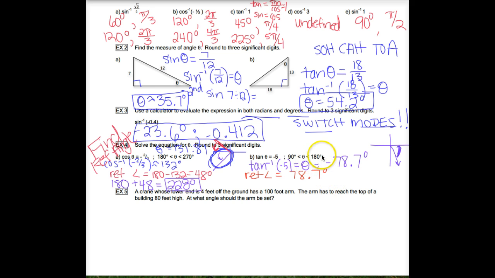Now, I look at my other clue that it needs to be between 90 and 180 degrees. So that tells me, my detective brain says, that means I'm in quadrant 2. So if I need a 78.7 degree reference angle in quadrant 2, that means it's 78.7 degrees less than 180. So in this case, I'm going to do 180 take away 78.7 to find the measure of that angle, which you get 101.3. Since our final answers are 3 significant digits, that just becomes 101 degrees. And there is our answer.